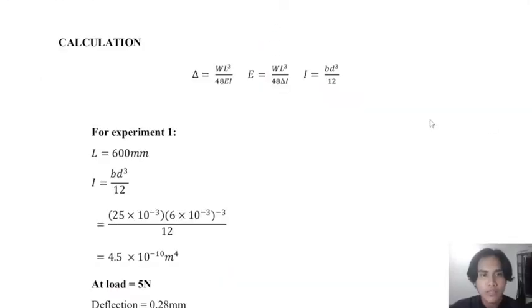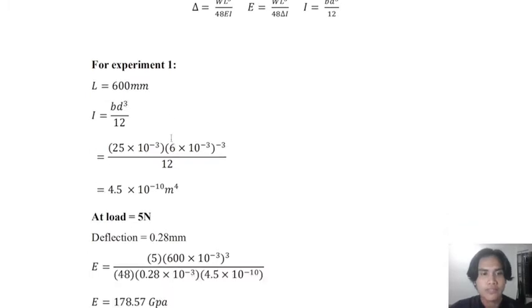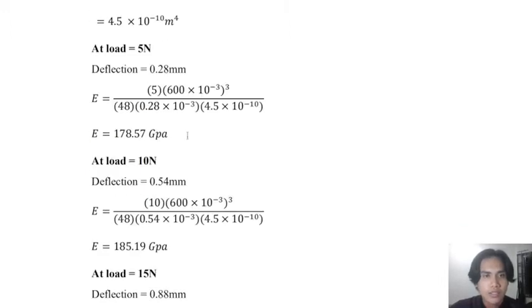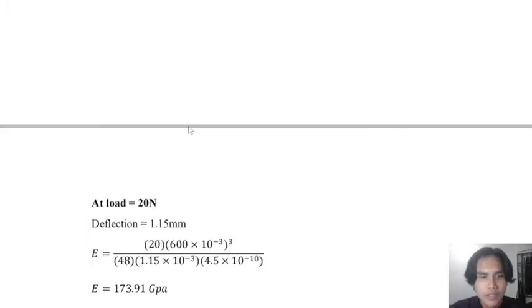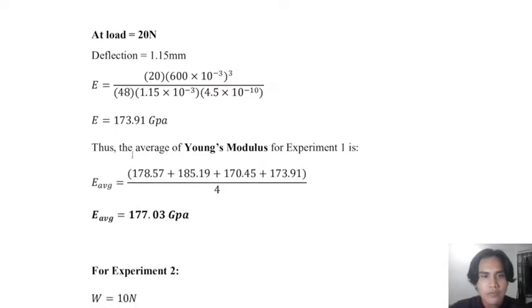I am Muhammad Fazil Mosman and I will continue presenting about calculation. For experiment 1, we need to find the value of moment of inertia first. Then, at load 5 Newton, we calculate the value of Young modulus. We calculate the value of Young modulus for each load. After getting all the values of Young modulus, we can find the average of Young modulus for experiment 1.